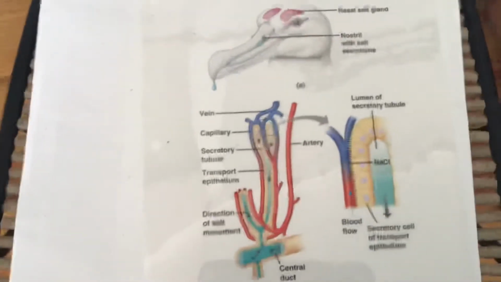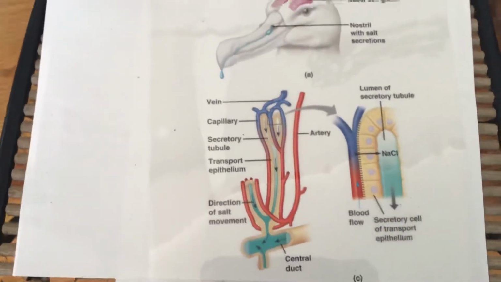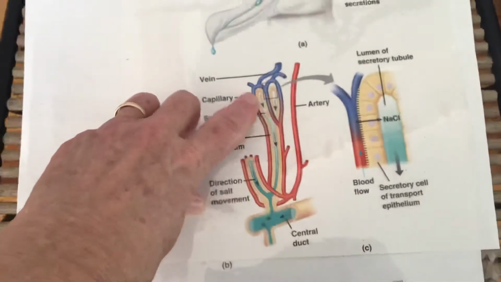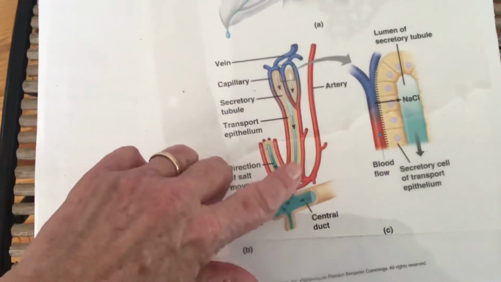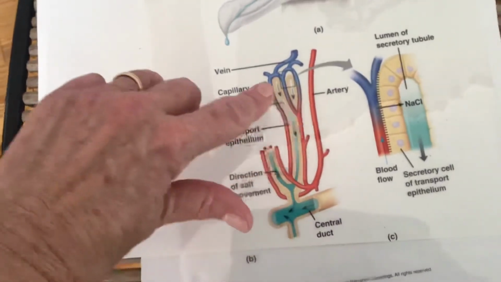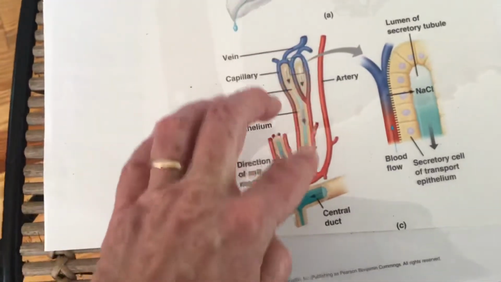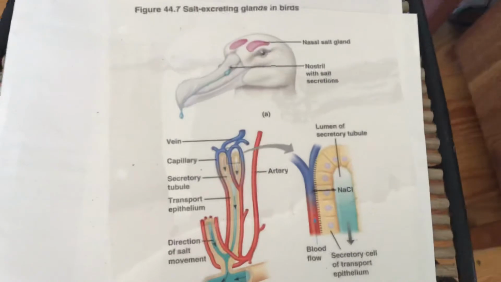So this is kind of like a counter-current situation. That means that at the top part of the duct up here, there's a lower solute concentration. And as the blood flows in from the bottom, it will always have a gradient into the duct, and therefore the salt will end up in here and can be excreted out the nostril. Okay, so that's transport epithelia.